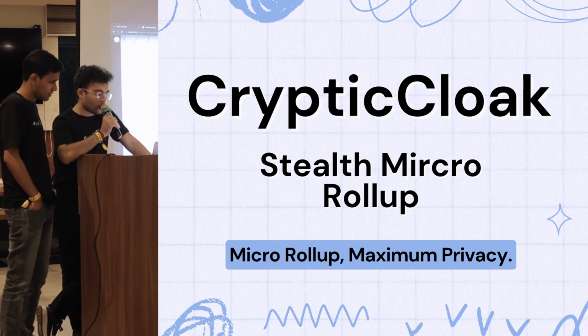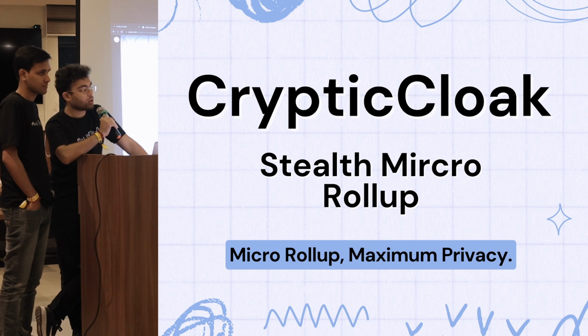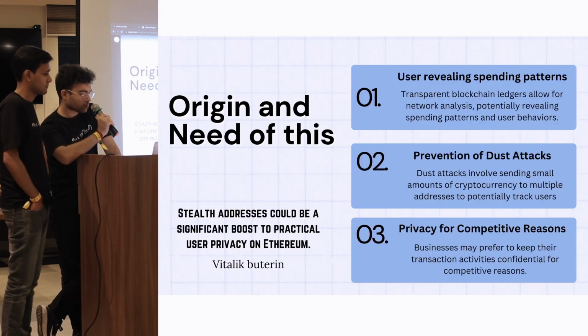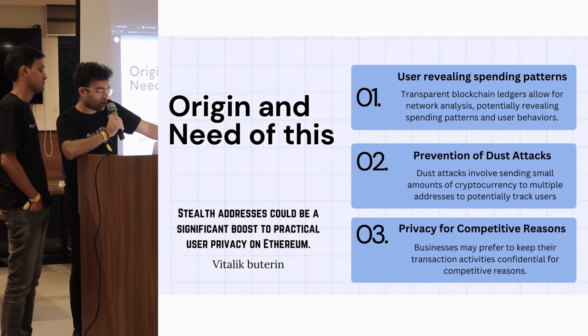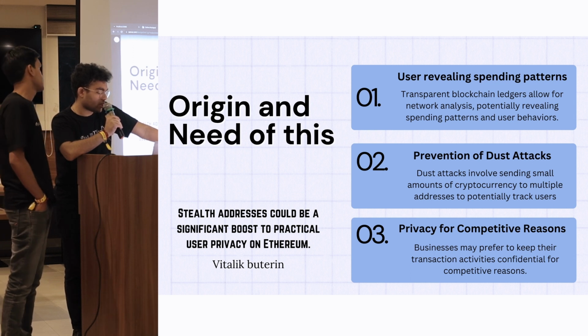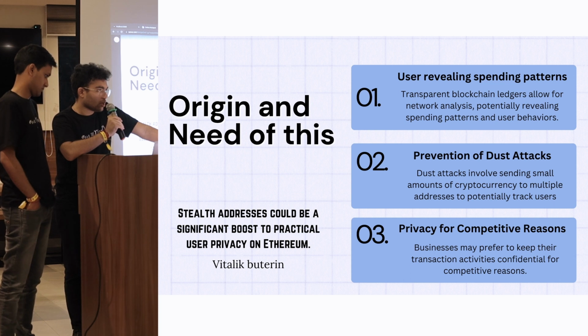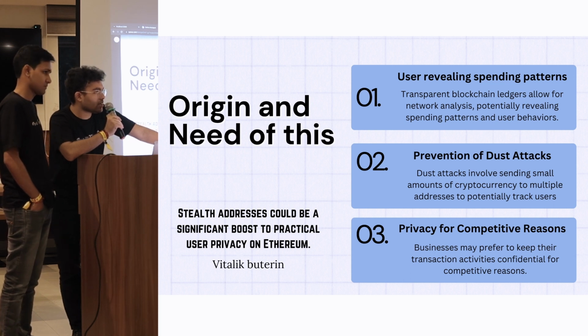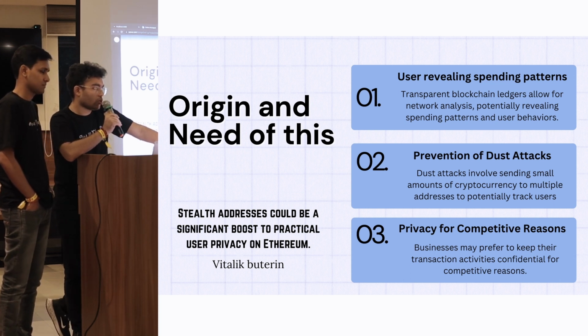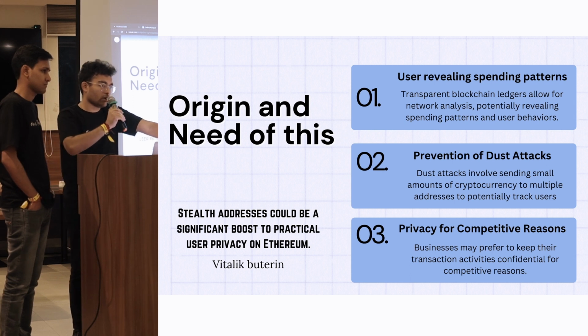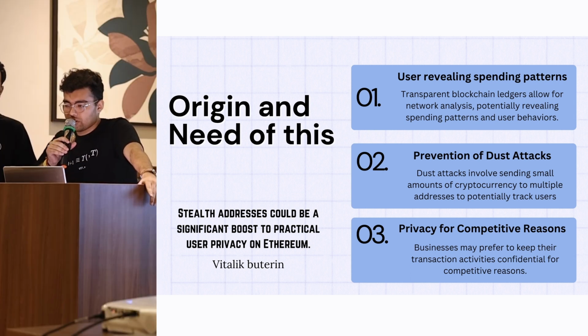So we have built CrypticCloak. It's a stealth micro rollup with maximum privacy. Recently, Vitalik Buterin quoted that stealth addresses could be a significant boost to practical user privacy on Ethereum. Let's understand the stealth address first. Stealth addresses are a cryptographic primitive which allows us to mask the privacy of the receiver in a P2P transaction.